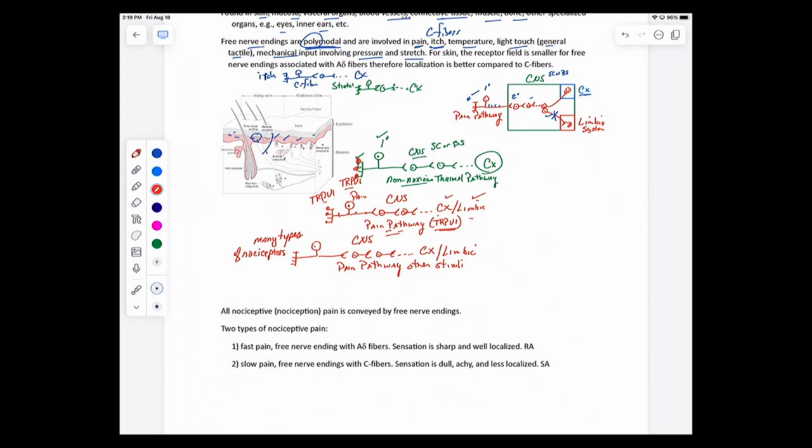Again, reminding you that the TRPV1 receptor is responsive to thermal. It's also responsive to chemical, and we'll talk more about that in the next section. It's also responsive to protons or pH. Usually we're talking about acid when we're talking about that. So that's what the V1 receptor is responsive to. So we have that.